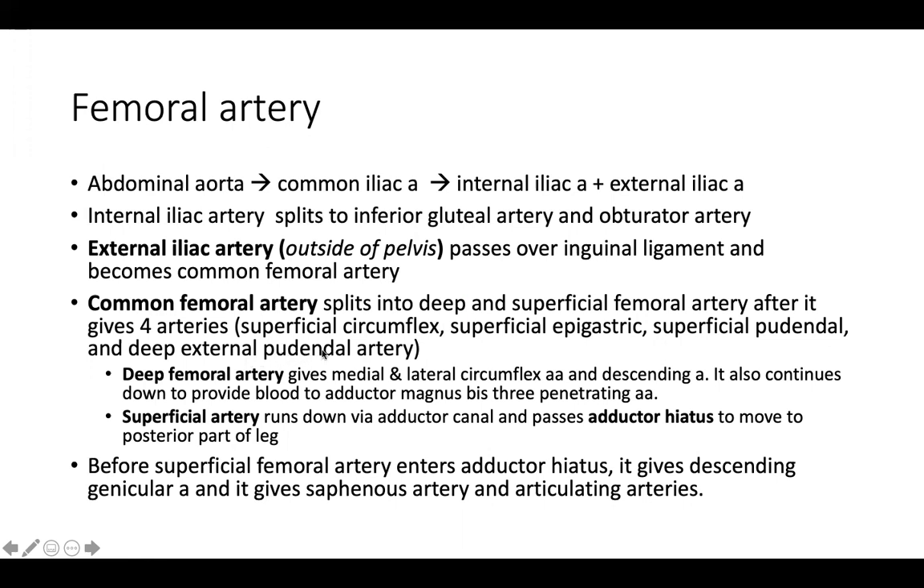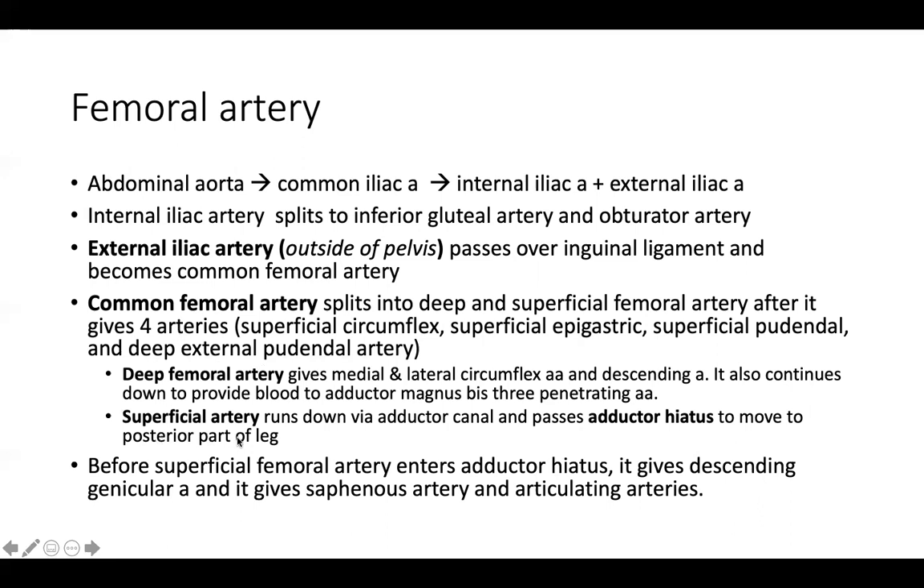After the common femoral artery gives off 4 arteries, it splits into the deep femoral artery and the superficial femoral artery. The deep femoral artery supplies the femoral neck via the medial and lateral circumflex arteries and the descending artery. The lateral femoral circumflex artery runs transverse, lateral, and then descending, and it continues down to the adductor magnus, which it supplies via 3 penetrating arteries. I'm sorry, there is a typo.